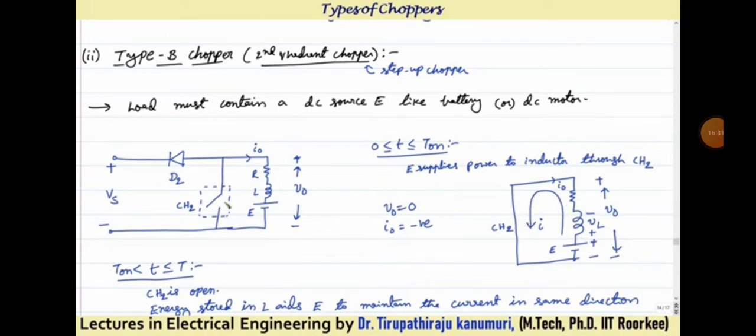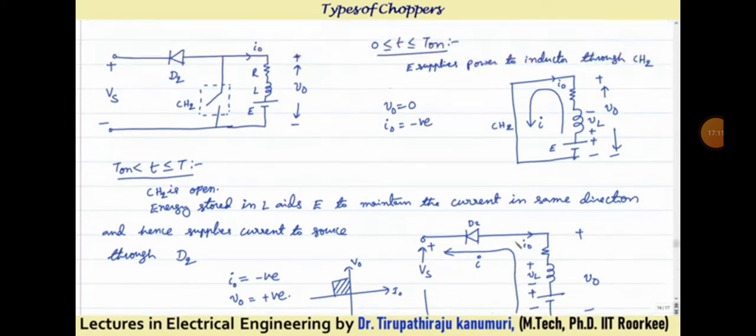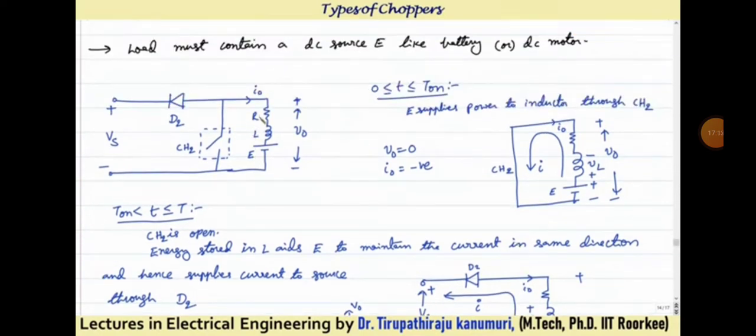Now when the switch is open circuited after the time t on, what happens? The current cannot change suddenly. The property of the inductor is that it will oppose the cause. That means in order to pass the current in the same direction, its polarity will be reversed. So the voltage across the inductor will add to the voltage of your battery or your back EMF to supply the current to your source. The current will flow from E through the L and resistor, and it will be supplied through diode D2 to your supply. In this way it will pump the energy back to the supply.